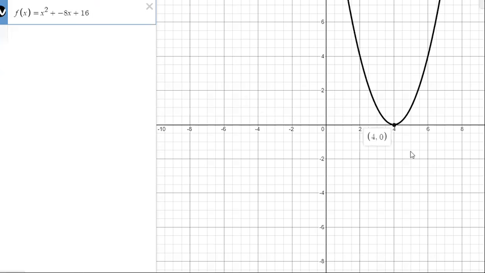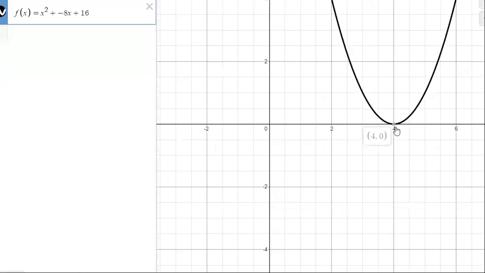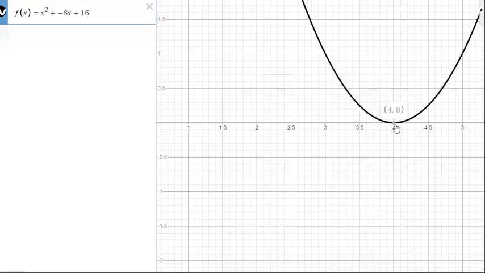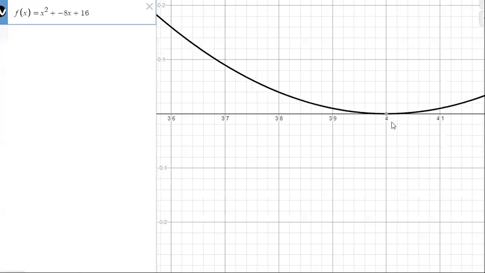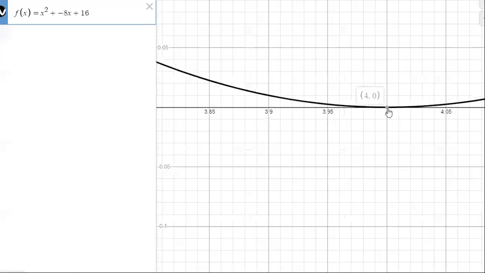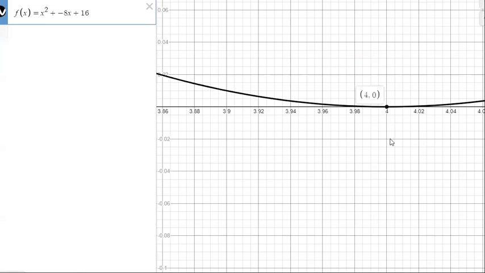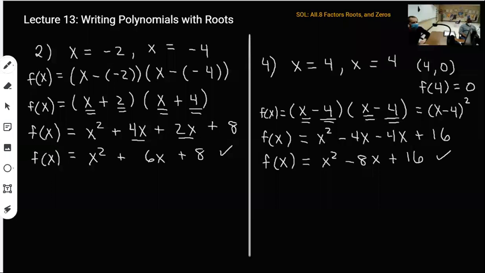So if you know that the two numbers are equal to each other for the roots, that means the graph is only going to cross the x-axis once. And you can actually zoom in and verify for yourself that this thing is only going to cross at one point, which is +4. No matter how close you zoom in, it's still going to cross the x-axis at only one point, right here. So that's what happens if you have a repeated root.